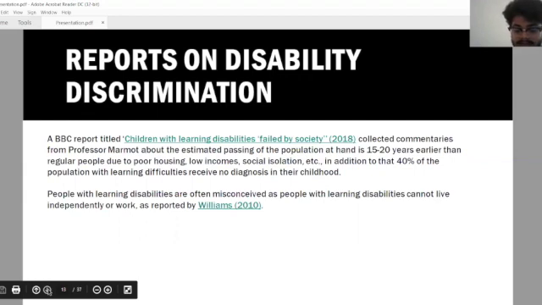And in addition to that detail, 40% of the population with learning difficulties do not receive any diagnosis in their childhood. Apart from being subjected to hate crimes, people with learning disabilities are often misconceived as people who cannot live independently or work independently, as reported by Williams in The Guardian.